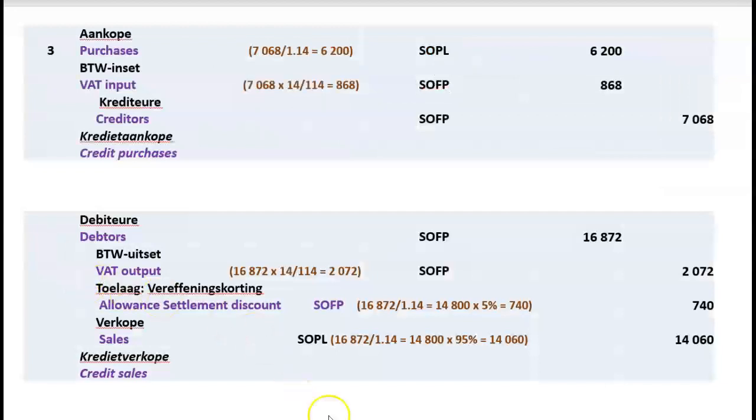What is my next step? Determine the VAT exclusive price, which equals 14,800. What is my fourth step? Break the VAT exclusive price down into its two legs. 5% of the VAT exclusive amount, 740 Rand, will be posted to our allowance for settlement discount account, statement of financial position, and 95% of the VAT exclusive amount is posted to our sales account, statement of profit or loss, 14,060.